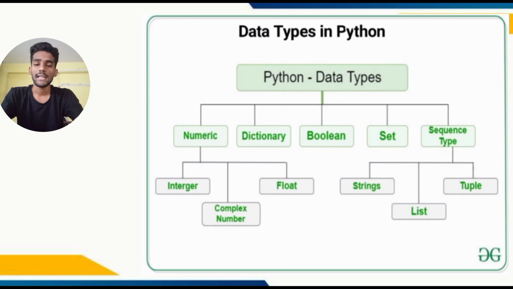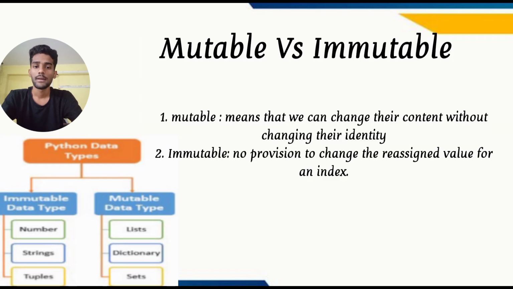When it comes to data types in Python, we have five data types such as numeric, dictionary, boolean, set, and sequence type. Here, numeric is further divided into integer, complex numbers, and float. The sequence type is divided into string, list, and tuple.